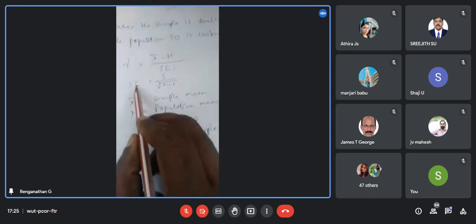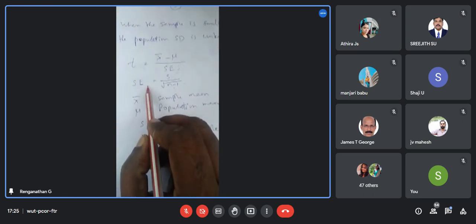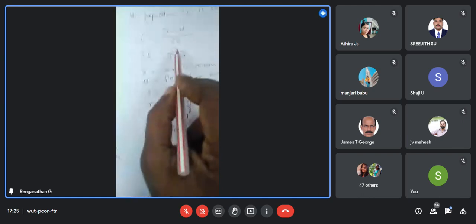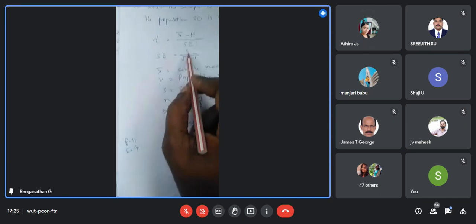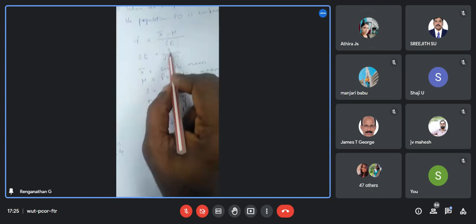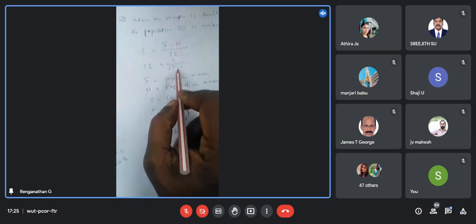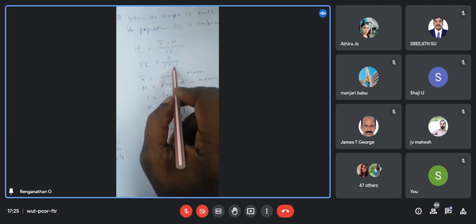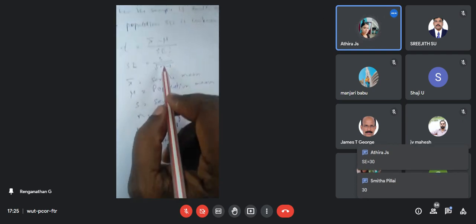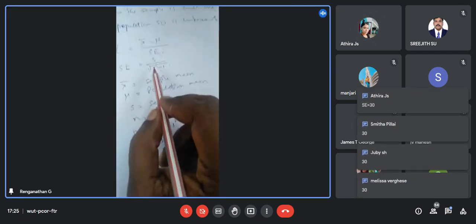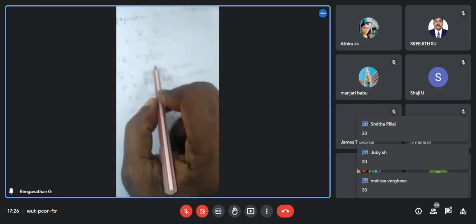At first you have to find out the standard error. All of you find out the standard error. Standard error is equal to the sample standard deviation, which is given in the question as 150, divided by root n minus 1. N means 26. 26 minus 1 means 25. Root 25. Find the value, which is 30. Okay. Melissa, Juby says the standard error is 30.